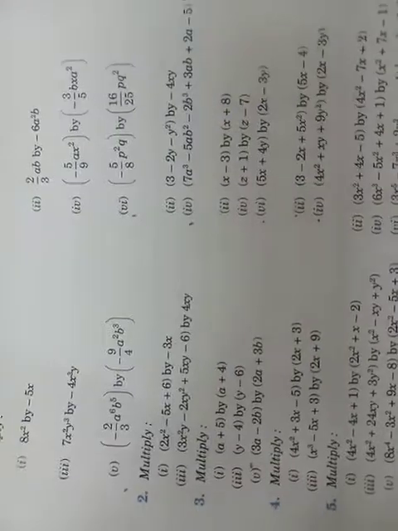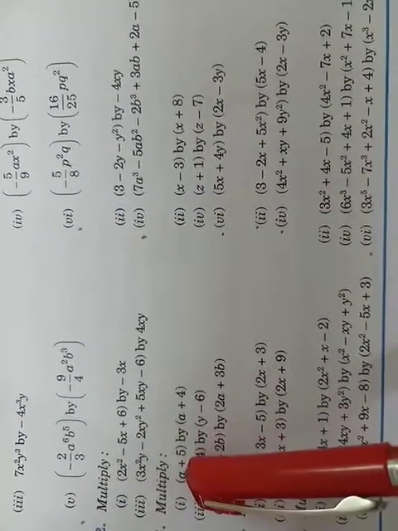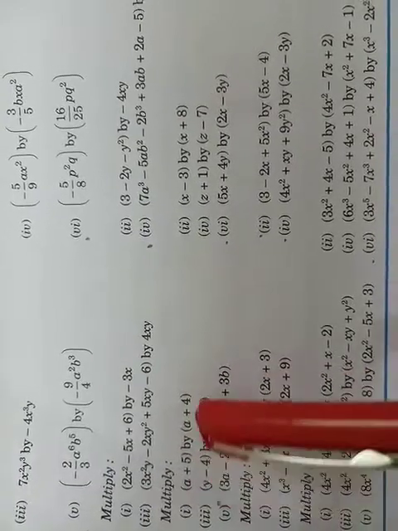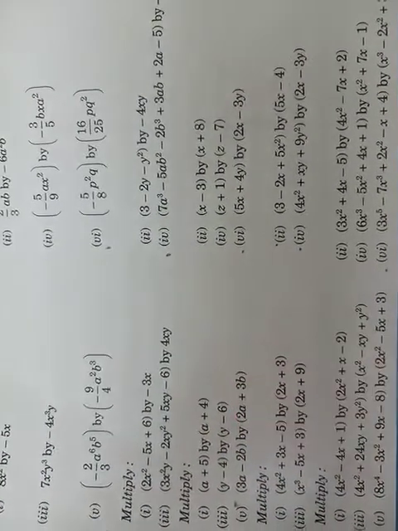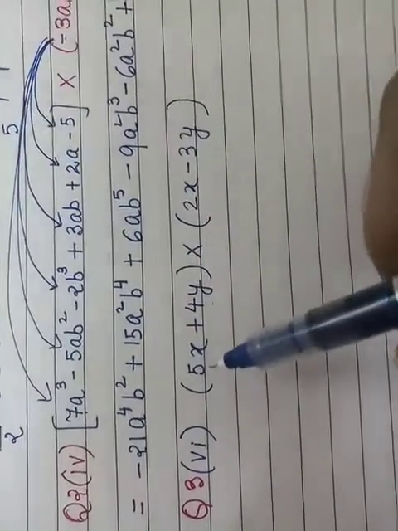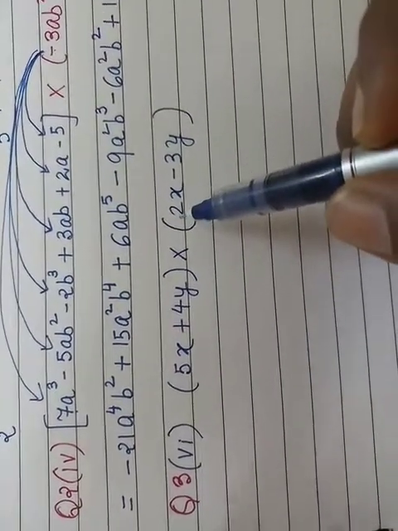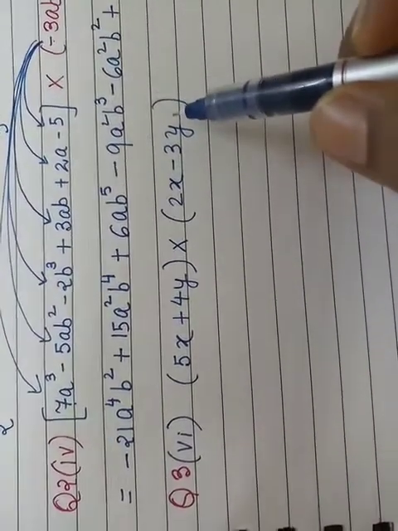Question number 3, again it's given that multiply. So here we are multiplying two binomials. Let's see how we multiply. Question number 3, 6th part I do for you. 5x plus 4y multiplied by 2x minus 3y.